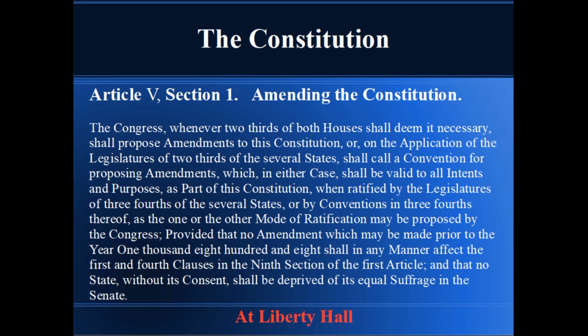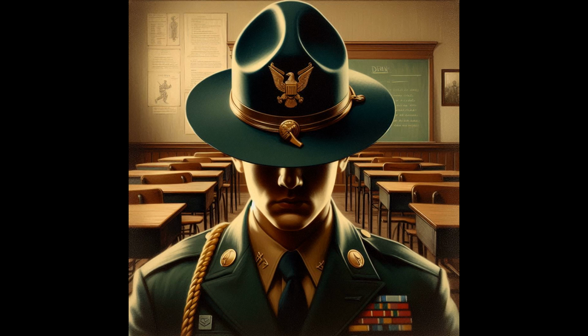may be proposed by the Congress, provided that no amendment, which may be made prior to the year 1808, shall in any manner affect the first and fourth clauses in the 9th section of the first article, and that no state, without its consent, shall be deprived of its equal suffrage in the Senate. Amendments can be proposed by 2/3 of Congress or 2/3 of state legislatures and become part of the Constitution when approved by 3/4 of the states. No state can lose its equal Senate vote without consent.